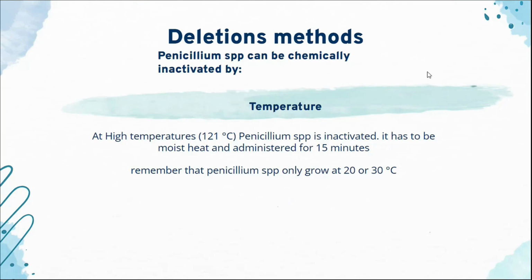The elimination methods. Penicillium can be inactivated by temperature. It's the same as for Thermus aquaticus. At high temperatures, 121 degrees, Penicillium is inactivated, and it has to be moist heat and administered for 50 minutes. Remember that Penicillium only grows at 20 or 30 degrees.